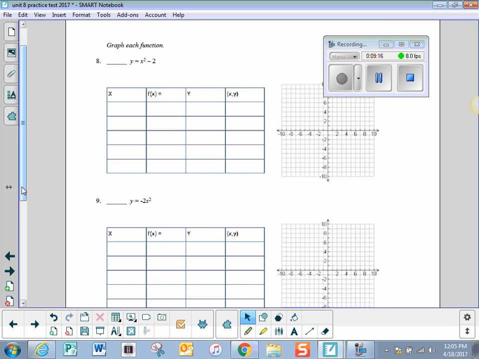Page 8, or number 8. Okay. So you can go ahead and do all of these, and I did this the same on the test. I'm just simplifying it for you. You can just use these values for your inputs. Okay? And then I'm going to put it into the rule.